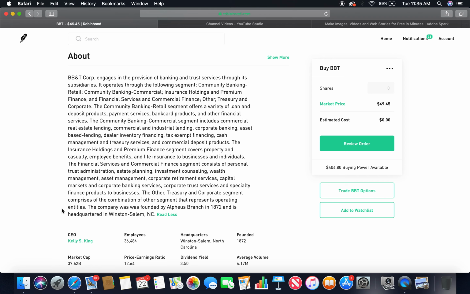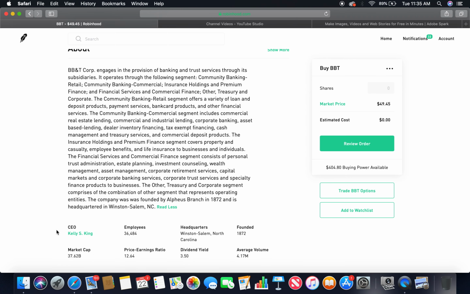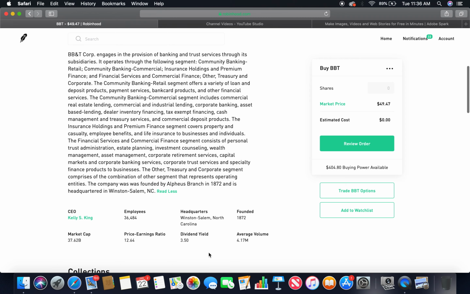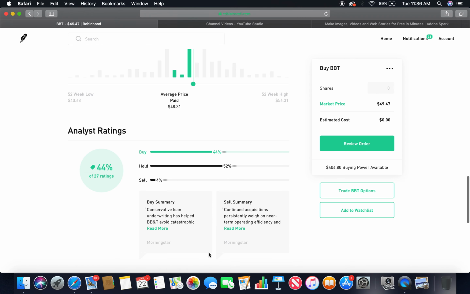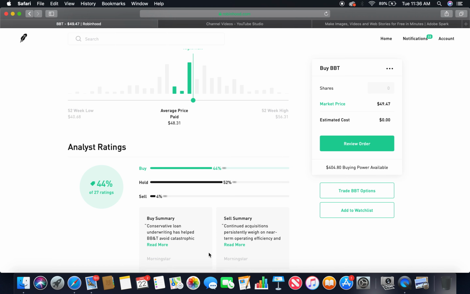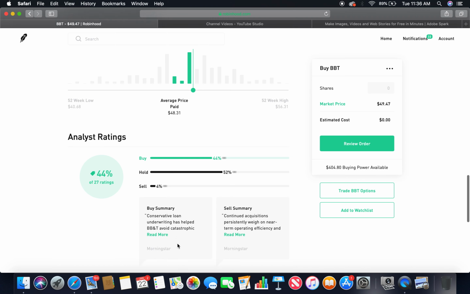The company was founded by Alpheus Branch in 1872 and is headquartered in Winston-Salem, North Carolina. The current CEO is Kelly S. King. Employees, 36,484. Headquarters, Winston-Salem, North Carolina. Founded in 1872. Been around. Market cap, $37.62 billion. Dividend yield, 3.50. Nice. Buy 44%, hold 52%, those two together more than 75%.